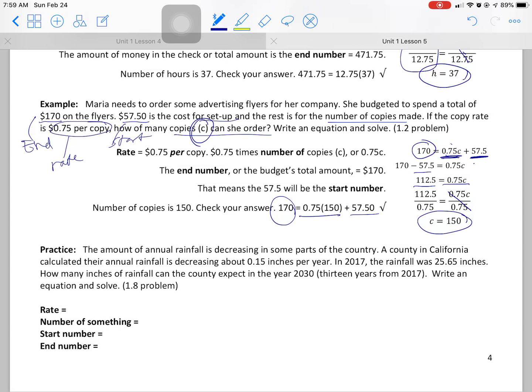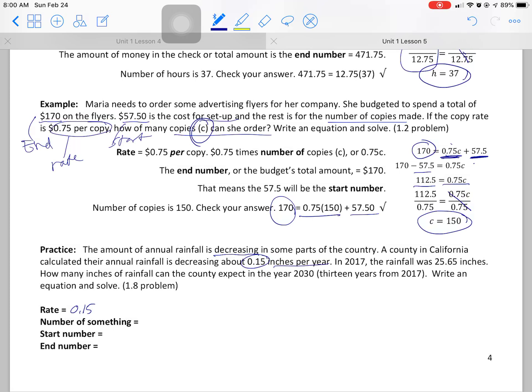All right, so let's try another one. The amount of rainfall is decreasing. That means the rate's going down. A county in California calculated their annual rainfall is decreasing by this much per year. So that is the rate. Is that inches per year times the number of something. In 2017, the rainfall was this much. How many inches of rain can the county expect in the next year? Write an equation and solve.